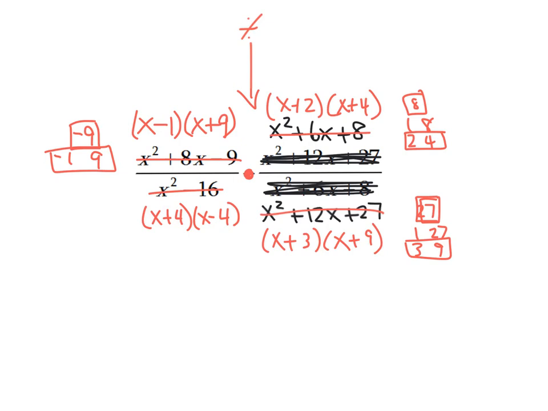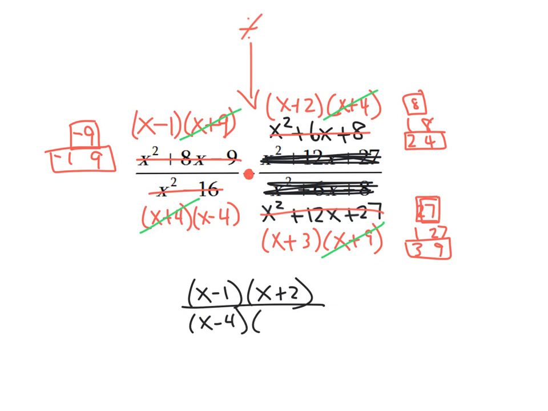And now we can go ahead and cancel any common factors that we see. I see an x plus 9 in the numerator and the denominator, and I see an x plus 4 in the numerator and the denominator, and at this point I do not see any additional common factors. So we have x minus 1, x plus 2, x minus 4, and x plus 3.